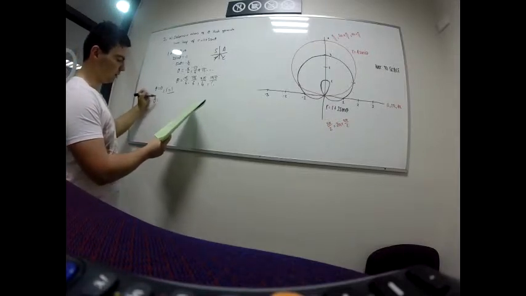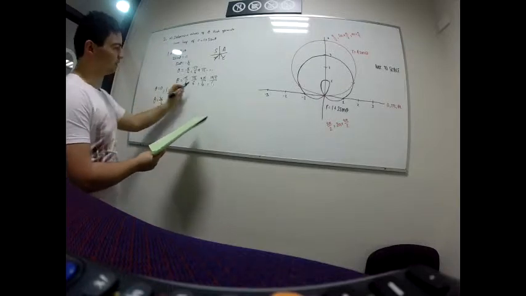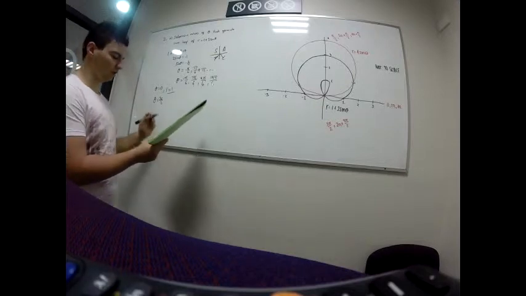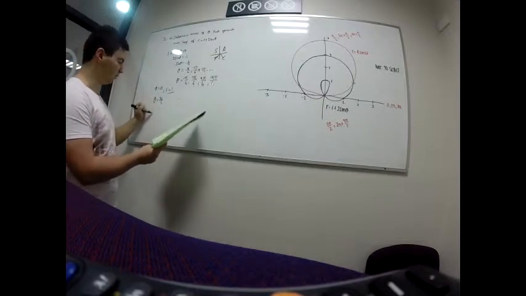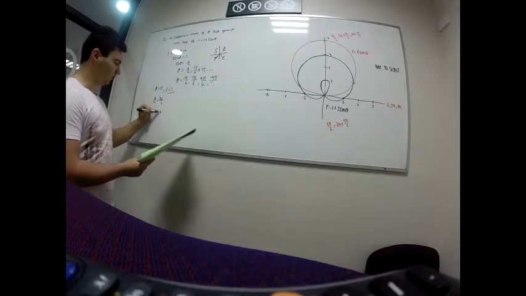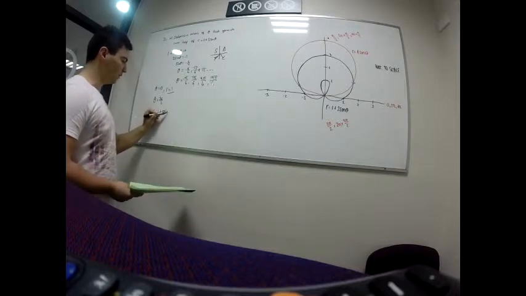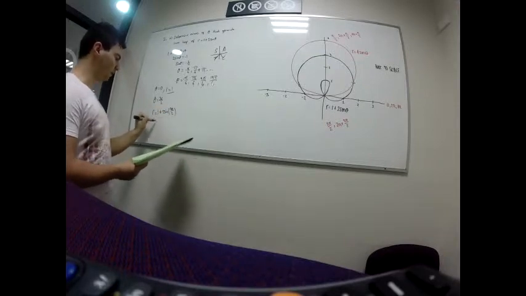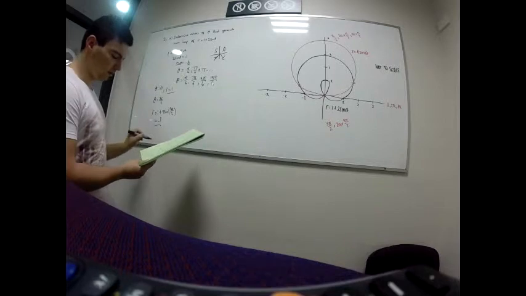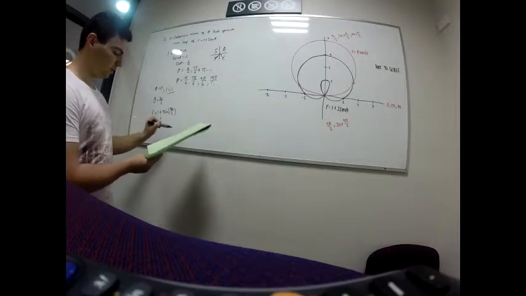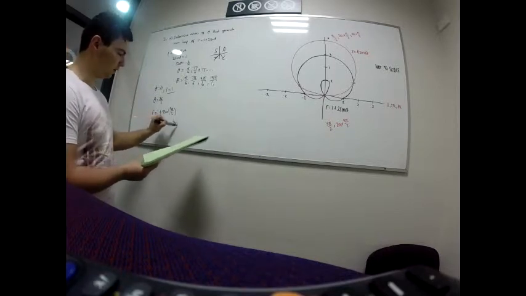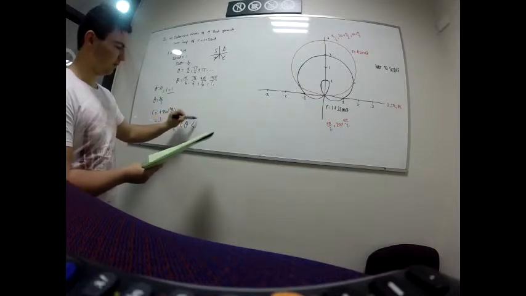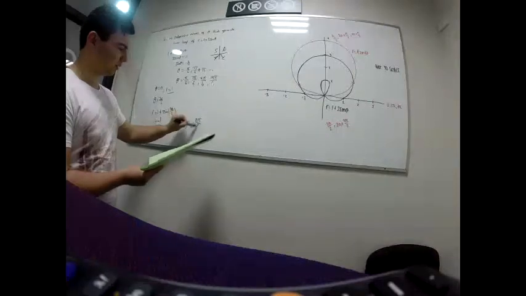Looking at theta equals 3 pi on 2, which is between 7 pi on 6 and 11 pi on 6, if you sub that in, 2 sine 3 pi on 2 equals negative 1, which is negative, and therefore r is negative when theta is between 7 pi on 6 and 11 pi on 6.